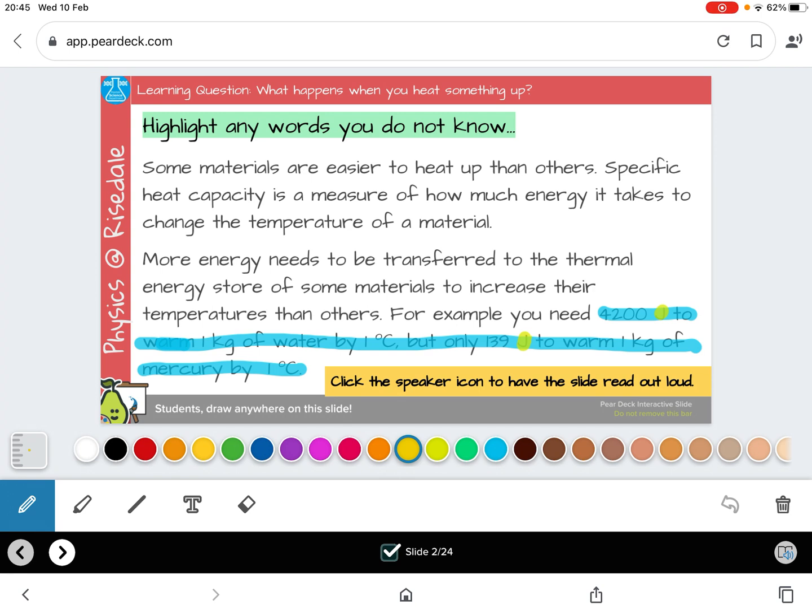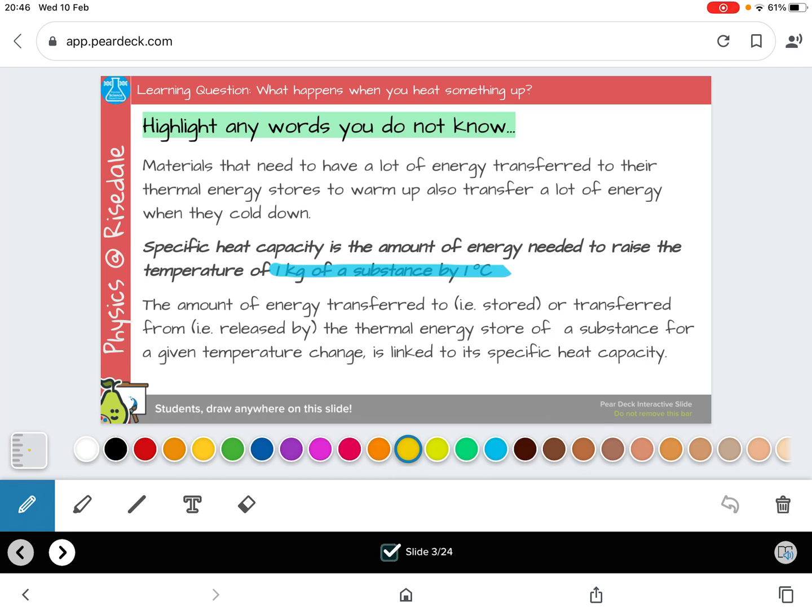If you weren't here in Year 9 or you feel you have matured since Year 9, then this slide was for you. More energy needs to be transferred to the thermal energy stores for some materials to increase their temperature. Some materials are easier to heat up than others, and specific heat capacity is a way of comparing the amount of energy you need to add to a substance to heat it up by the same amount compared to other substances. One thing that was highlighted on this slide was the letter J, which is the unit for joules, which is what we measure the amount of energy in. So this was saying that you need 4,200 joules of energy to heat 1 kilogram of water by 1 degree Celsius.